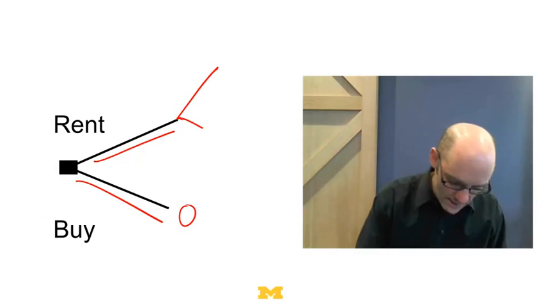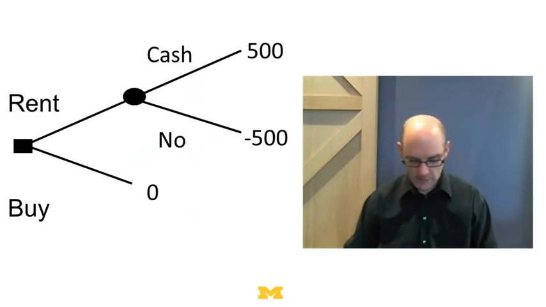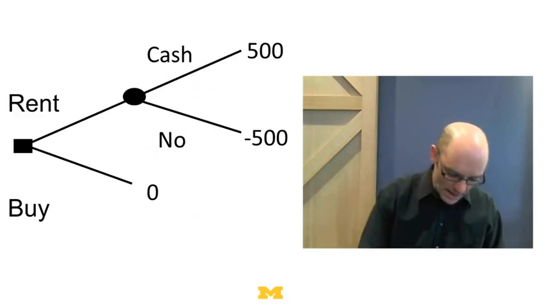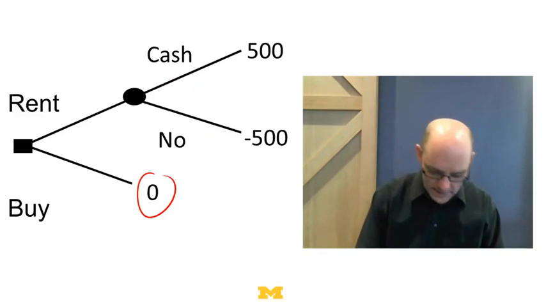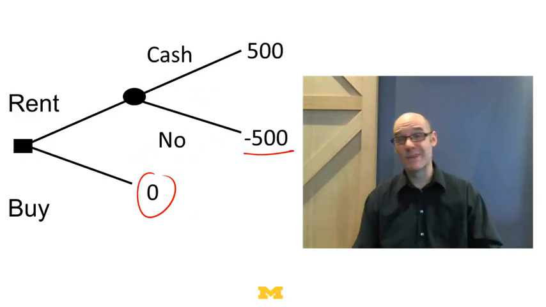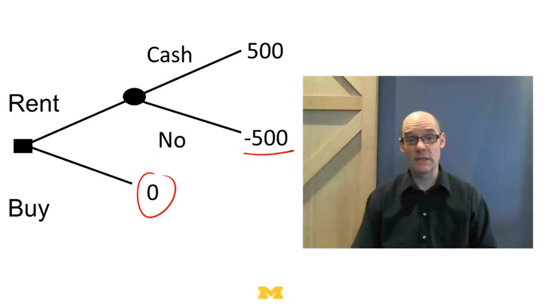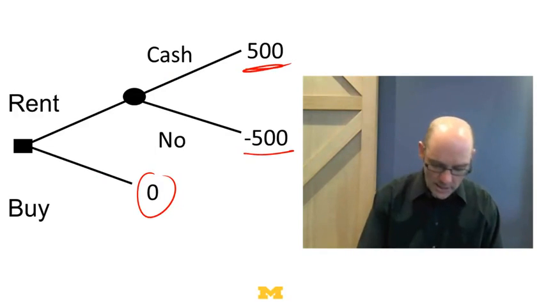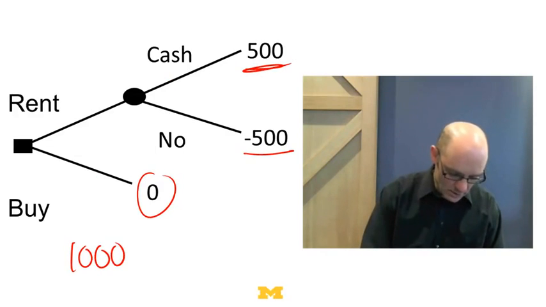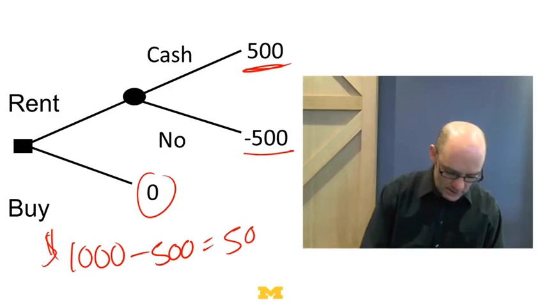If I rent, then there can be the cashback program, or there cannot be the cashback program. Okay, so let's make this more formal. If I buy, I get nothing. If I rent, and there's no cashback program, then I basically wasted $500 renting for the month. But if there is a cashback program, I net $500. Why $500? Because remember, there was $1,000 cash back, minus the $500 to rent, so that's $500.